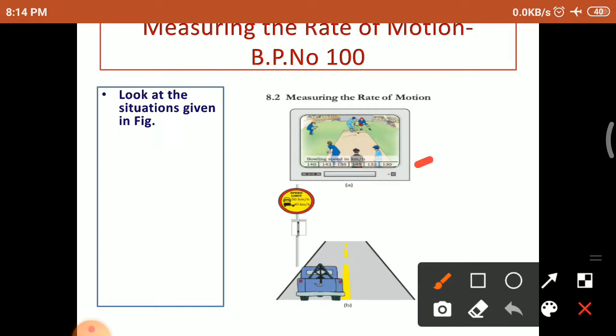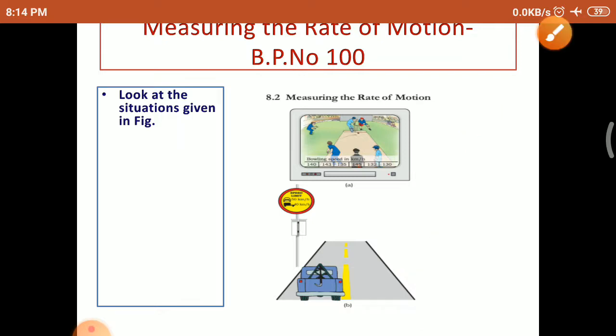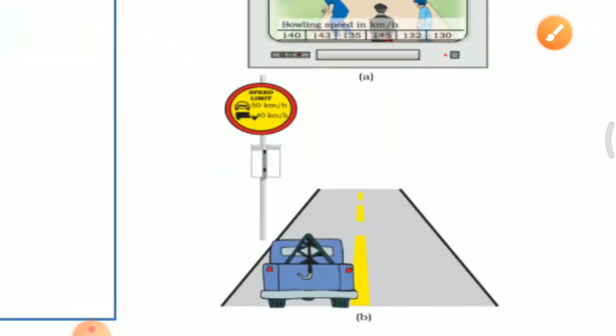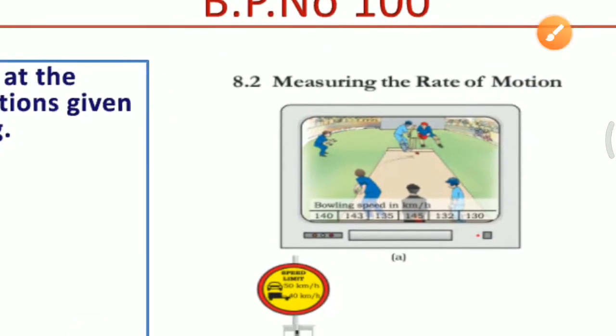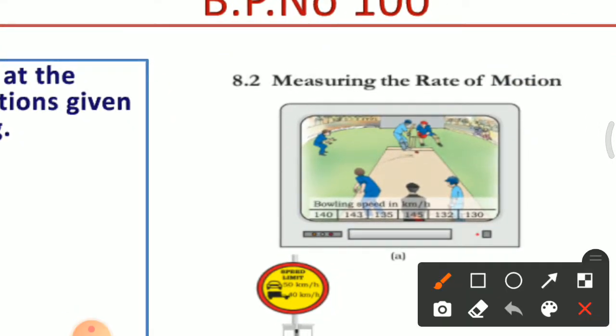Look at these two images. One shows players playing cricket, and another one shows a car moving on the road. This is a signboard. So what does this picture show? See here, in this picture, the bowling speed in kilometer per hour is given. That means 143 kilometer per hour.